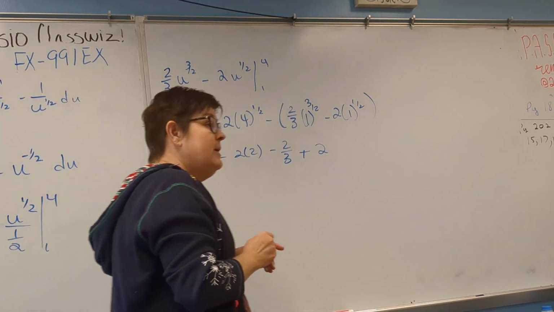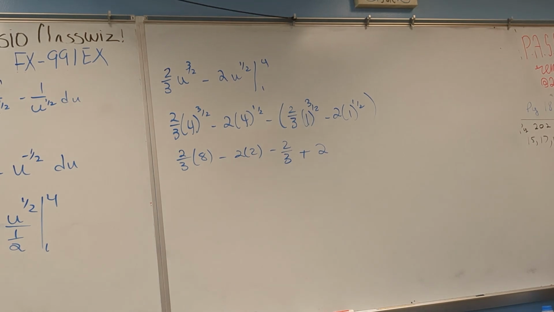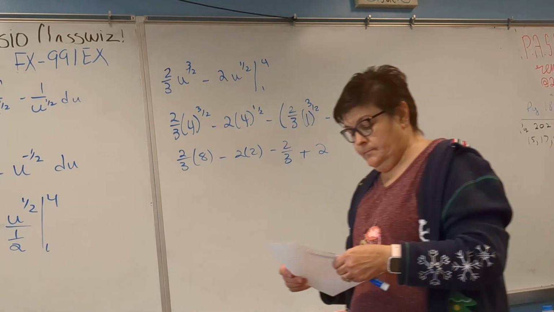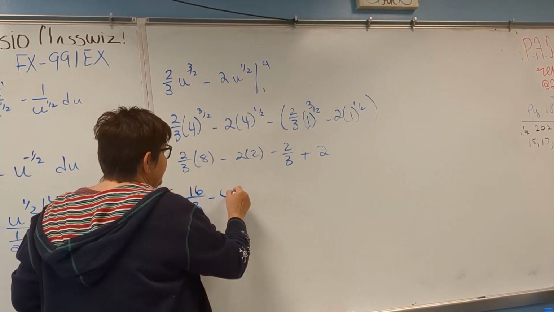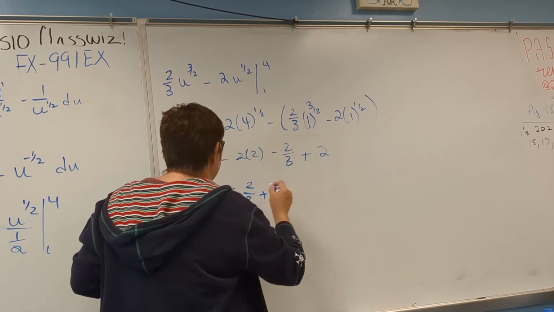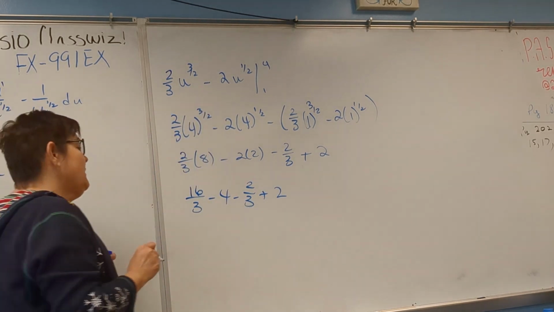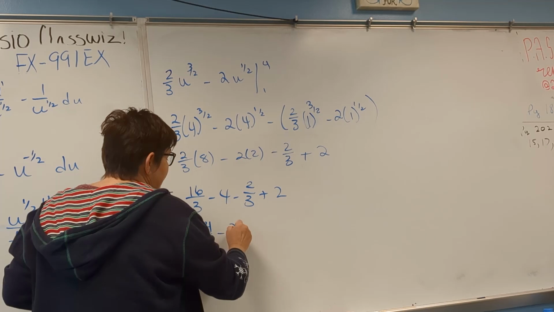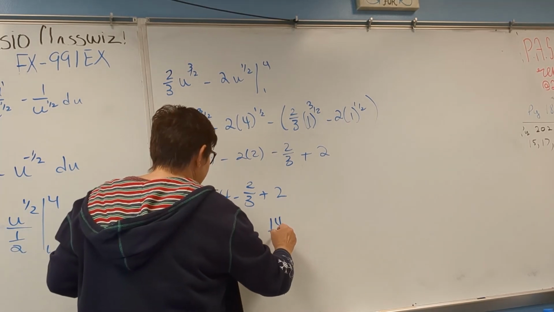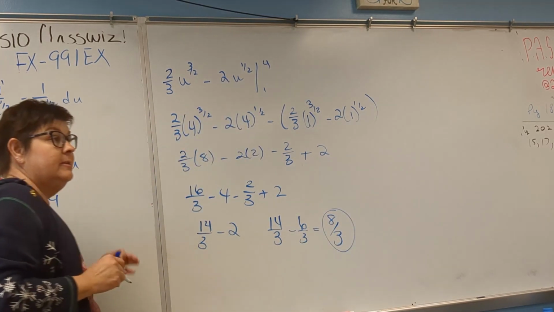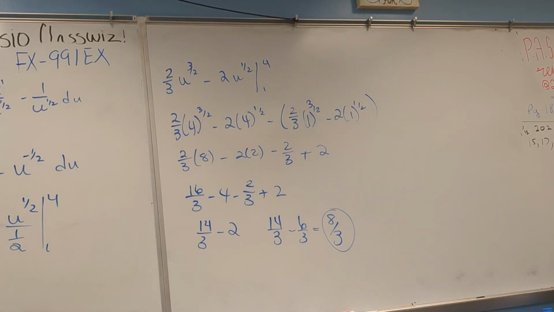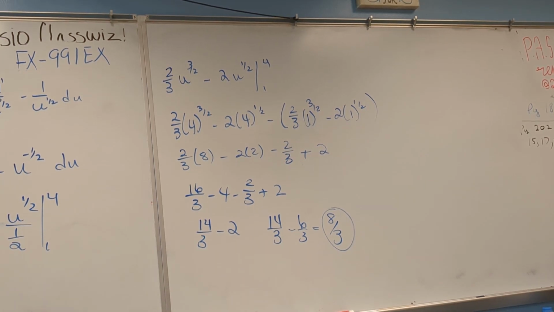Thank you. So everybody did their thing here. This will be fun. So 16 thirds minus 4 minus 2 thirds plus 2. So 14 thirds minus 2, 14 thirds minus 6 thirds, so 8 thirds is our answer. How do we do? How do we feel? We feel good?